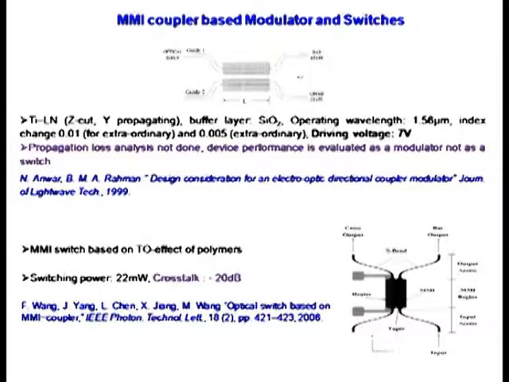Then another switch was given by some Chinese researchers and published in 2006, and they have used the thermo-optic effect on polymers. Now the material is changed. They have used polymers in place of lithium niobate.